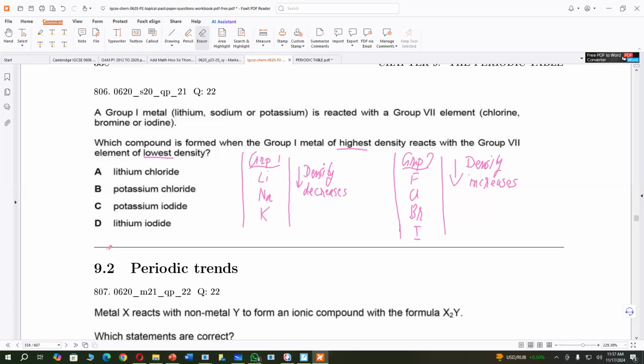So what should be the answer? If I take lithium here, the group 1 metal of the highest density, and then lithium from group 1 with the group 7 element of lowest density. Density increases down the group, so fluorine. It's supposed to be lithium fluoride, but there's no fluoride option. So the option is lithium chloride.